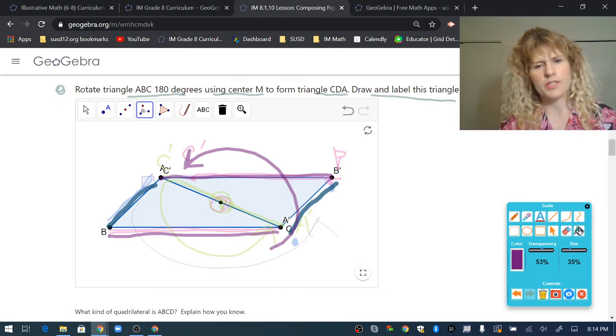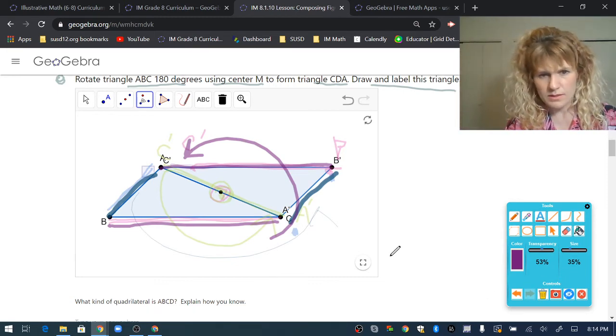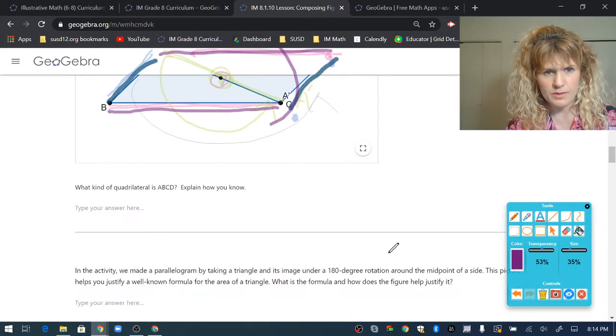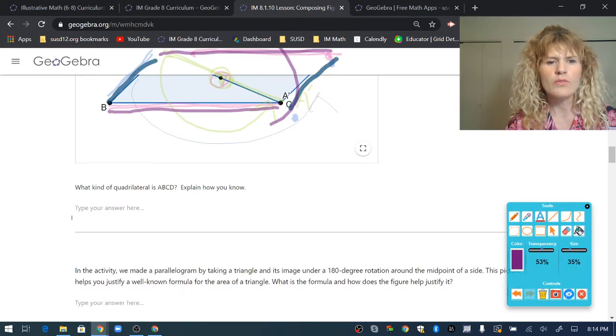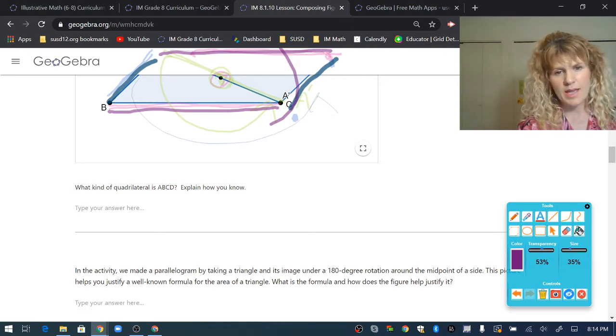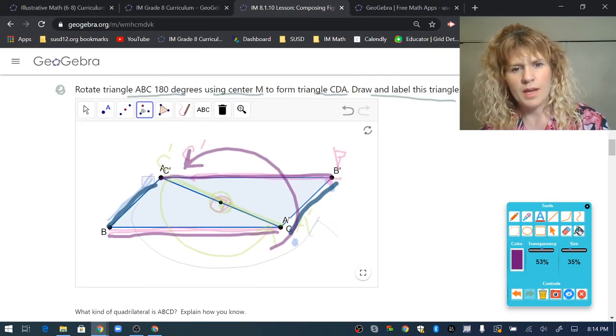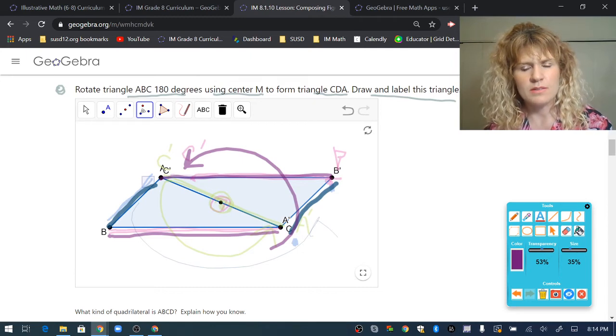Okay, let's answer the questions. And I'll leave my marks there. So nice. Okay, the question asks, what kind of quadrilateral is ABCD? So now we have ABCD.